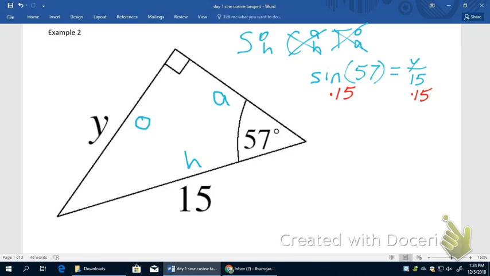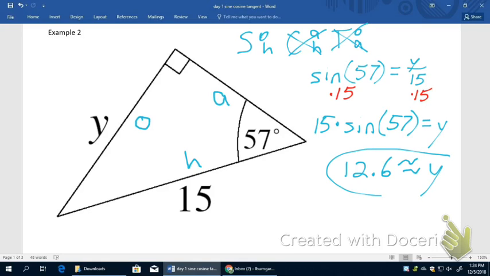So 15 times the sine of 57, excuse me, is equal to y. I'm done solving and I'm ready to use a calculator. Now I didn't say what to round to in the instructions, so I'm just going to say round to the nearest tenth here, and 12.6 is my correct answer. And that's the approximate value of y, so 12.6.